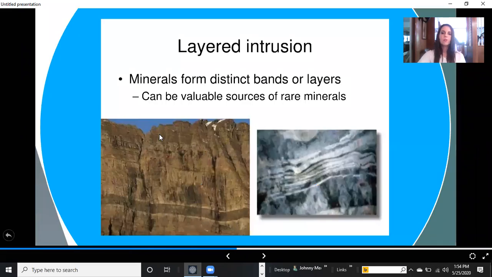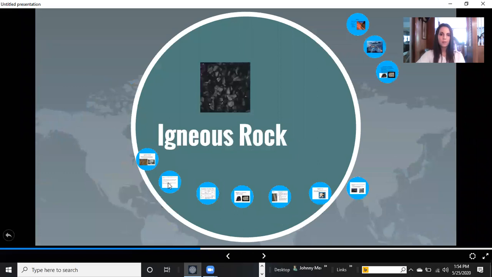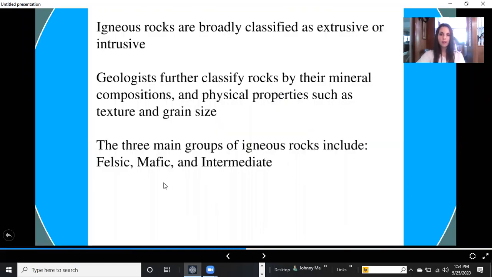So minerals form distinct bands or layers. Once the crystallization process happens and it begins cooling, we see these bands forming. They can be valuable sources of rare minerals. Igneous rocks, we talked about being broadly classified as extrusive or intrusive, but they can also be classified furthermore. So mineral composition and physical properties, such as the texture and the grain size, are going to help determine what type of igneous rock it is.